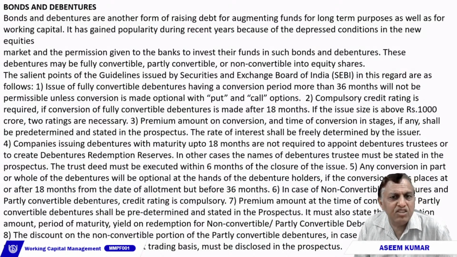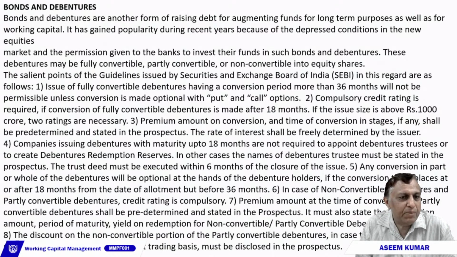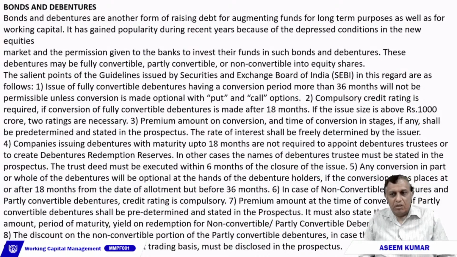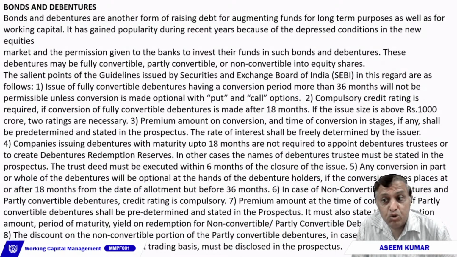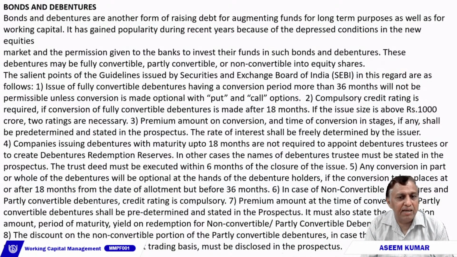The salient points of the guidelines issued by the Securities and Exchange Board of India (SEBI) in this regard are as follows. Issue of fully convertible debentures having a conversion period of more than 36 months will not be permissible unless conversion is made optional with a put or call option. Compulsory credit rating is required if conversion of fully convertible debentures is made after 18 months. If the issue size is above 1,000 crore, 2 ratings are necessary because of the amount limit. The premium amount on conversion and the time of conversion in stages, if any, shall be predetermined and stated in the prospectus.